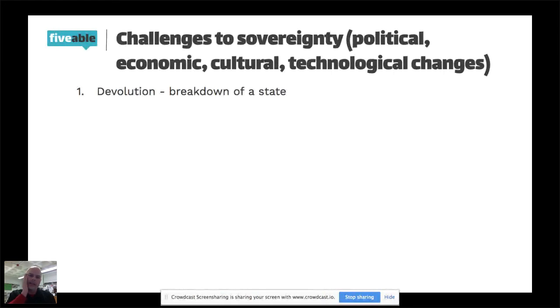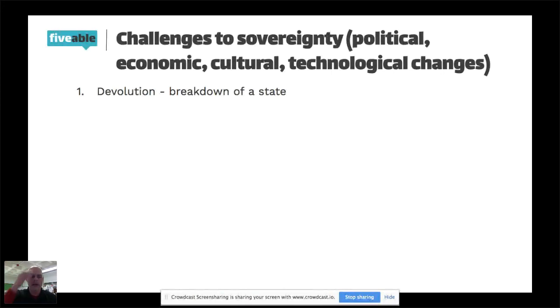You guys might have talked about devolution. Devolution is the breakdown of a state. I'm trying to define it in as simple of terms as possible. Devolution is also very important. It has come up not once on the FRQs, but twice on the FRQs, including last year. There was a question about devolution. All right. Now, there's sort of 2 types of devolution.